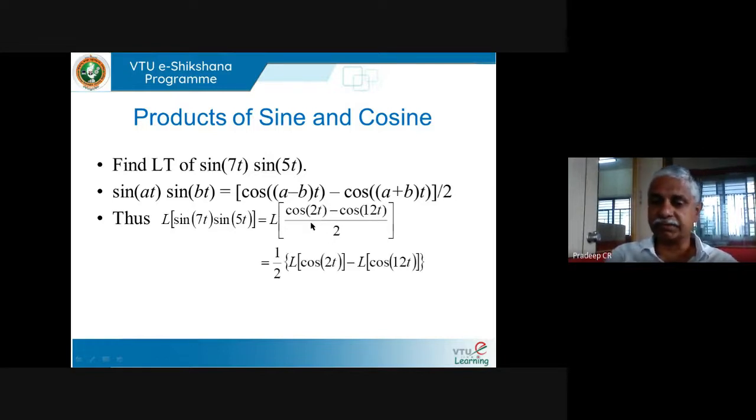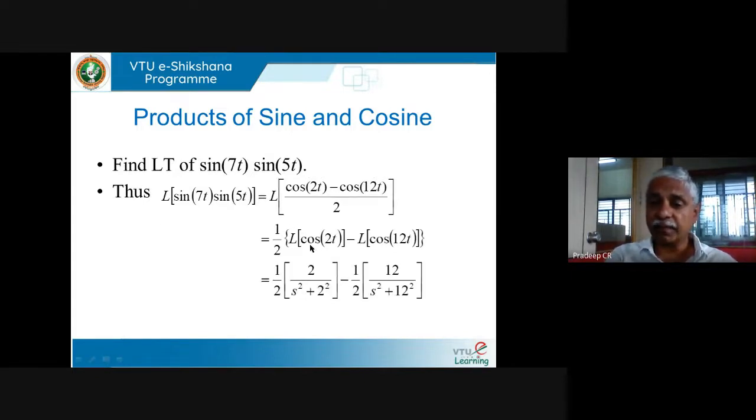Now this is easy. This I know how to find. I'll pull out the constant. So half of Laplace of cos 2t minus cos 12t. This I know by the table. This is nothing but half. Laplace of cos 2t is s by s square plus 2 square. Laplace of cos 12t is s by s square plus 12 square. This is a standard formula: Laplace of cos at is s by s square plus a square. That's all I have used here. So using that, I have computed Laplace of sine 7t into sine 5t.